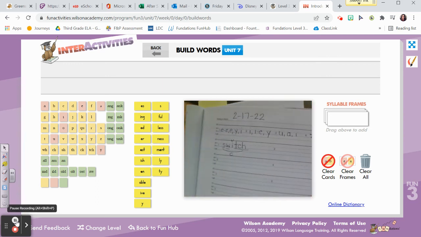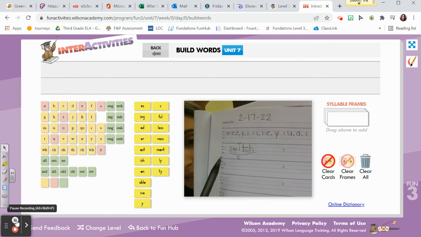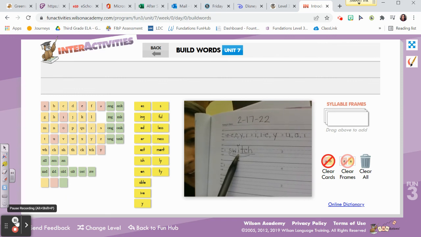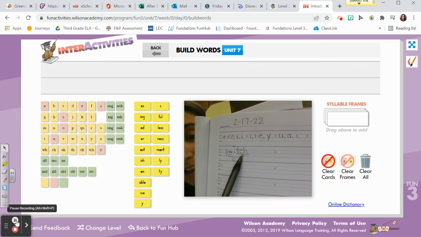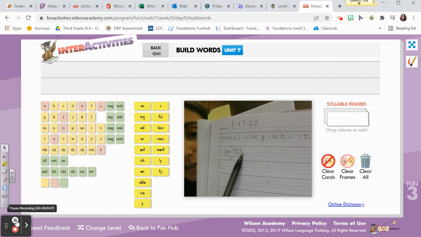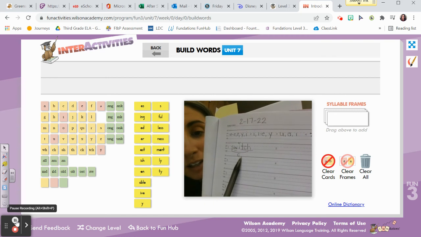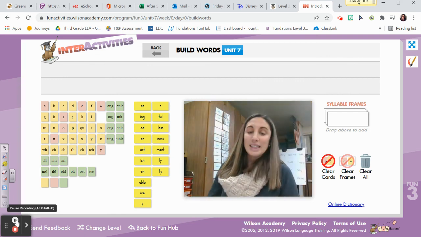All right, let's see how you did. SW is the blend. Did you see how I marked it? Short vowel I. And then did you remember to put TCH, catch, ch, because it follows after a short vowel? You should have used the trigraph. It's a closed syllable, right? Very good.